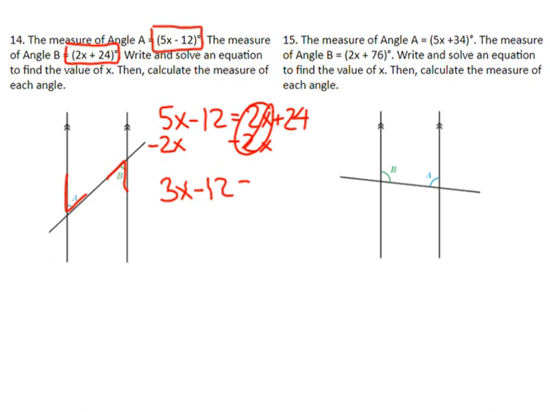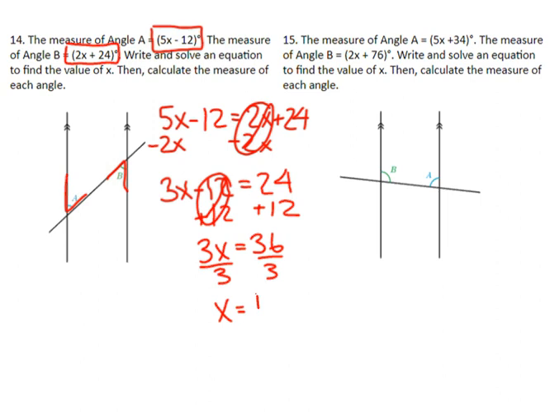So 3x minus 12 equals 24. Then when you add 12 to each side, 3x equals 36. And so 1x would be equal to 12. Now we need to plug that back in to either of these expressions in place of x right there and figure out what the value of each angle is. So if I do 5 times 12 minus 12, that's 60 minus 12, which is 48.